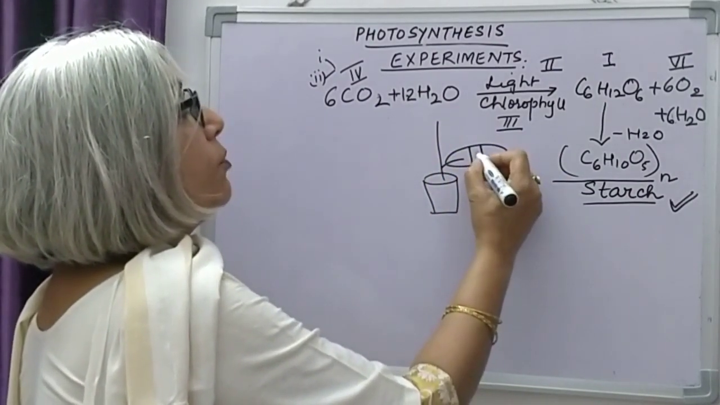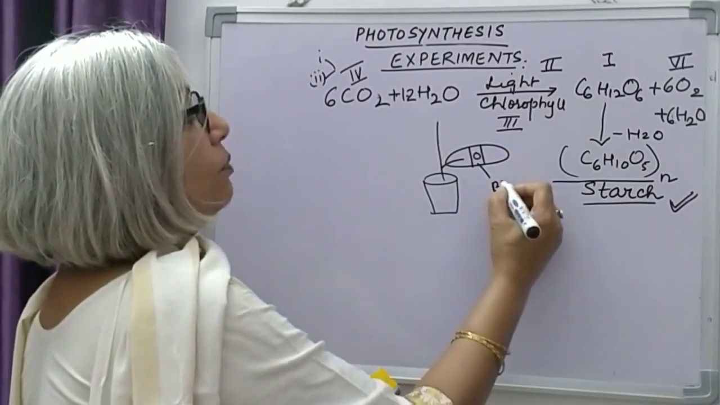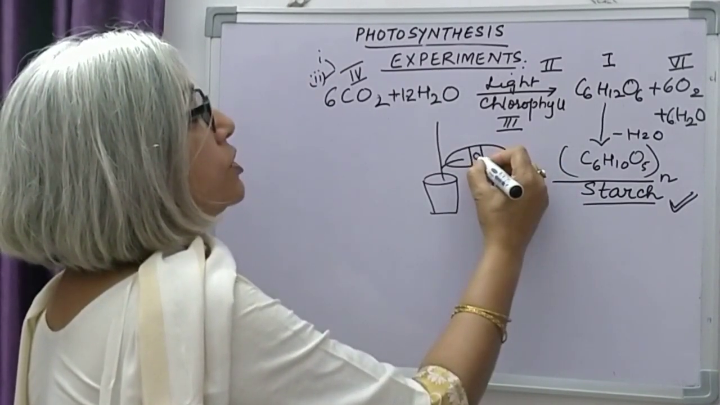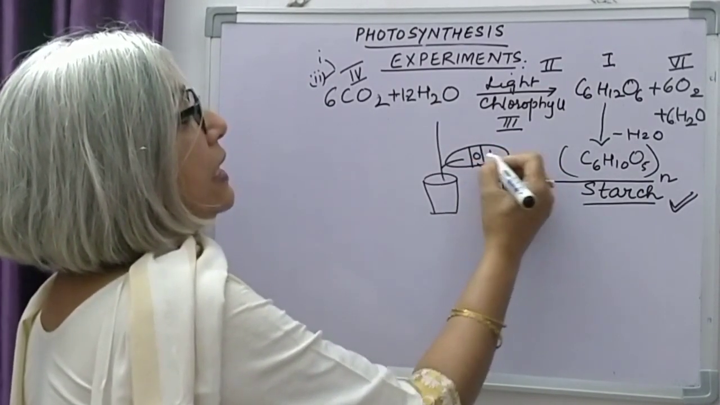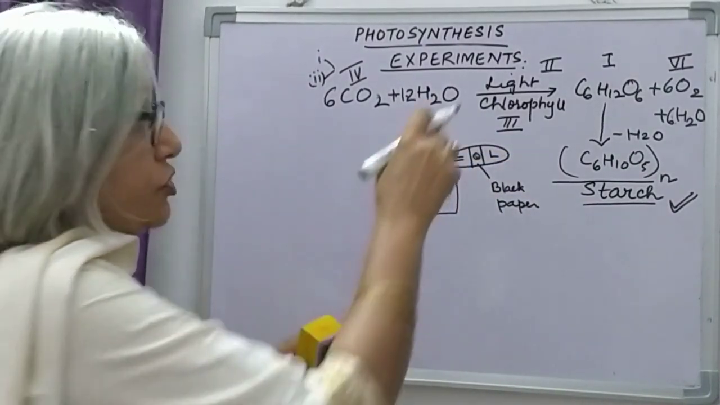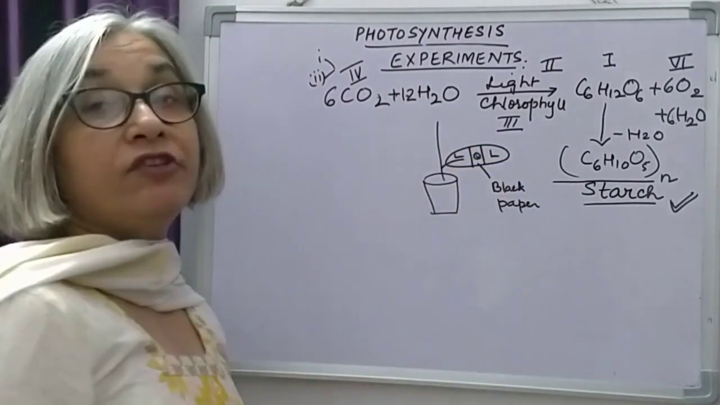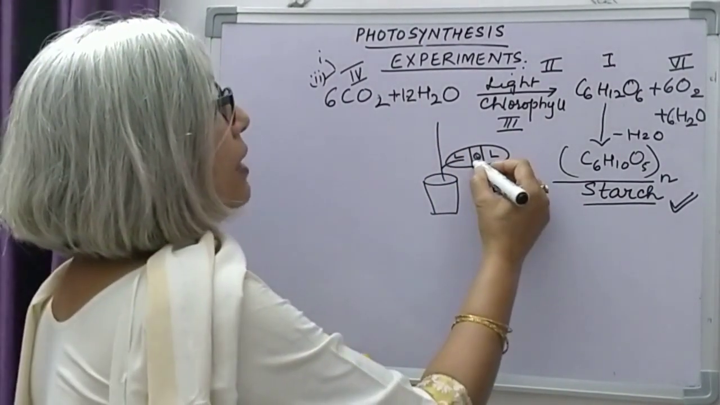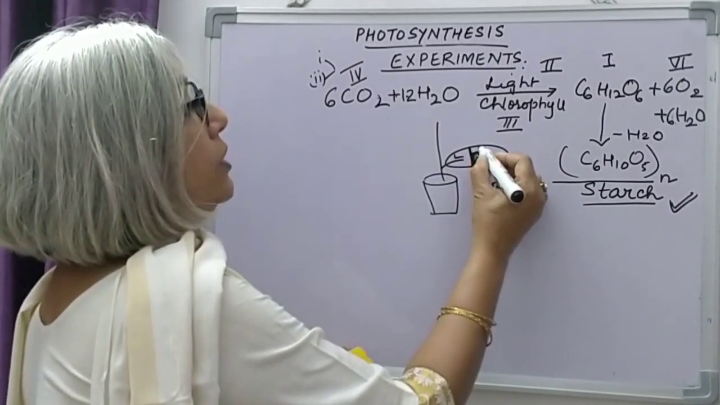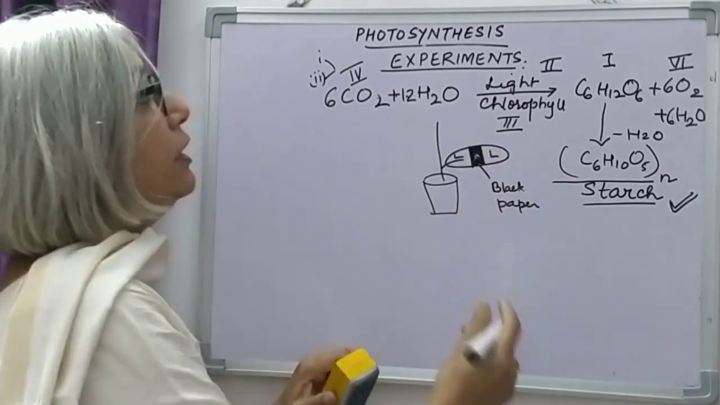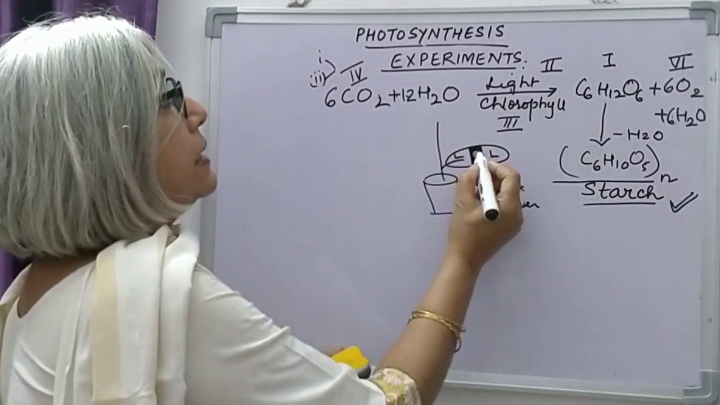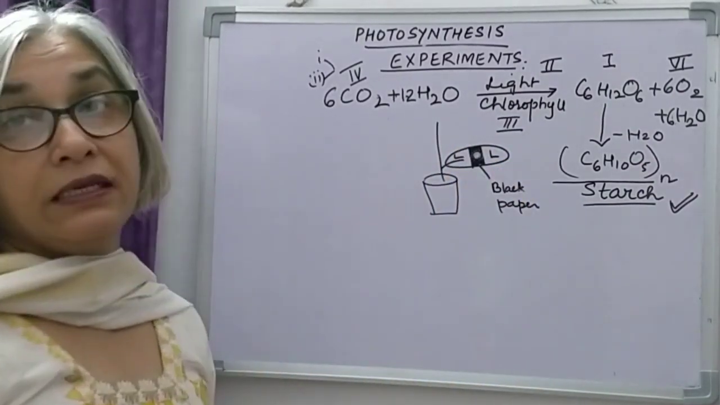we put a strip of black paper. This is black paper, and this portion is also getting light, this portion in the center. We've cut a hole in the strip of black paper, so the center of the leaf is also getting light, and the black paper is covering this portion of the leaf, so no light will be available to this portion of the leaf. The center is getting light.